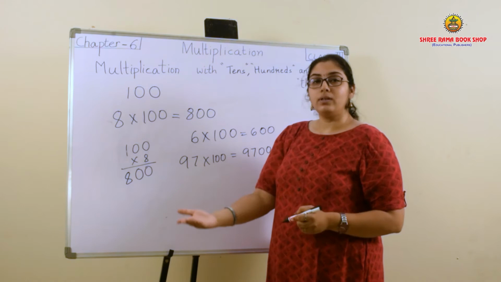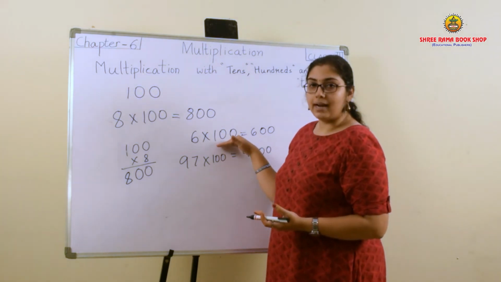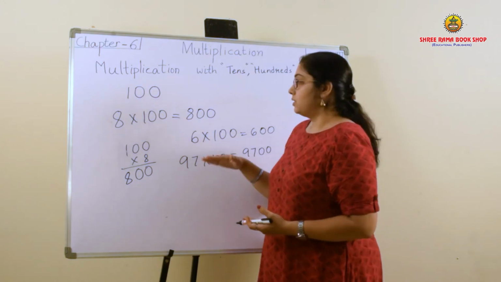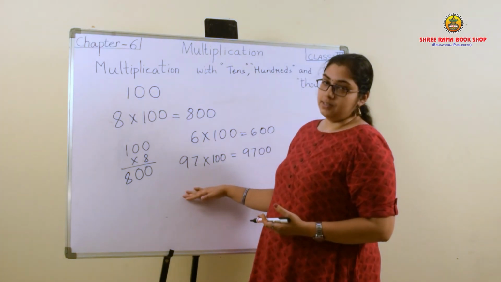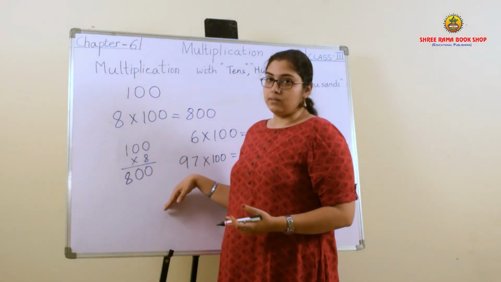Whatever the number of digits we take, when you multiply with 100 or 10, it is the same. If you are multiplying with 10, you are adding a single zero. If you are multiplying with 100, you are adding 2 zeros. So this continues for 1000. We will be seeing some more examples when you multiply a number with 1000.